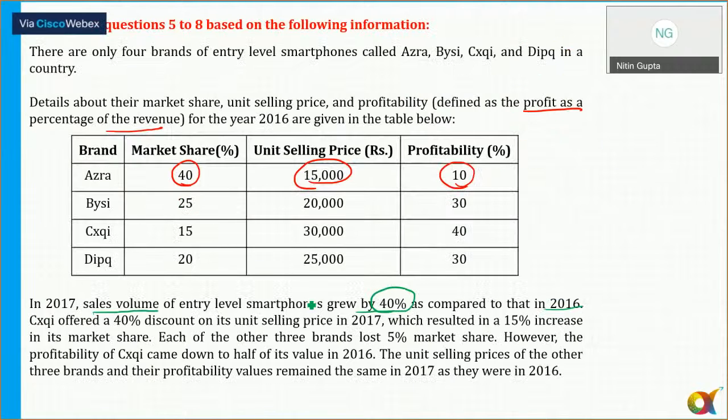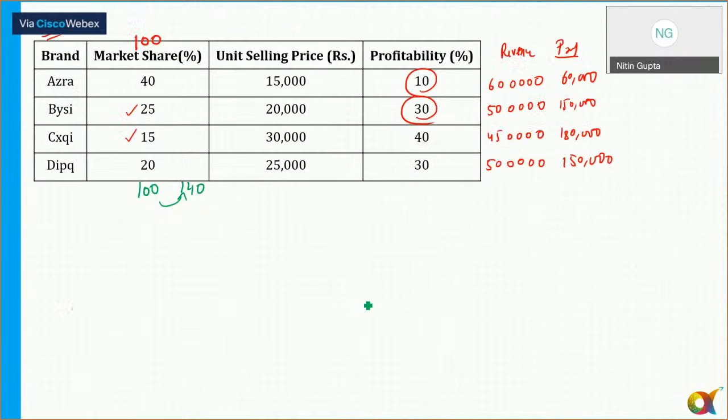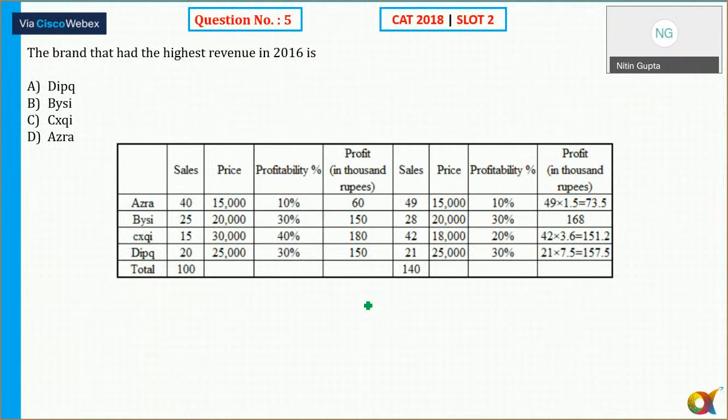Now, after that, it says CXQ offered a 40% discount on its unit selling price. So it is offering a 40% discount on unit selling price in 2017. So 40% discount for CXQ.